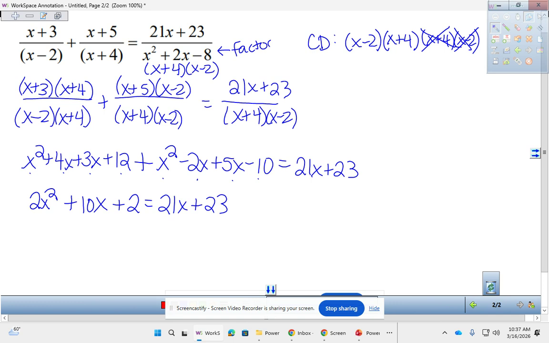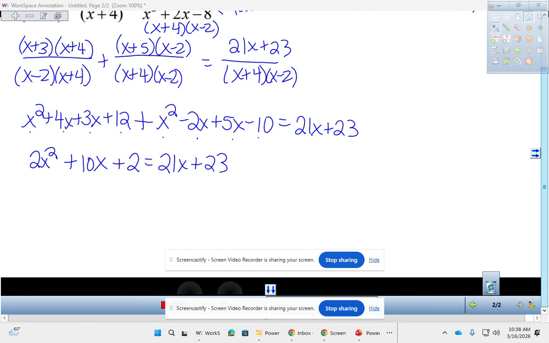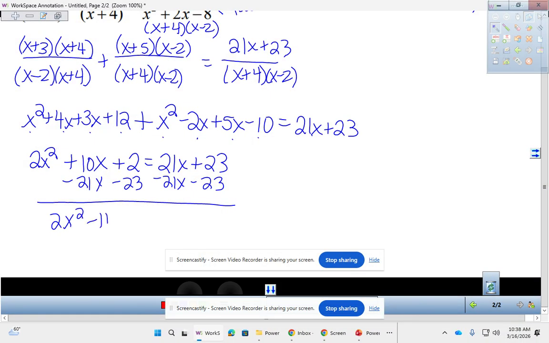In order to solve this problem, I need it to be equal to 0. That way I can either factor or use the quadratic formula. But to use either of those, you need the equation to equal 0. So I am going to bring this over here, and I'm writing it vertically with its like term, so combining is easier. So I've got 2x squared minus 11x minus 21 equals 0.